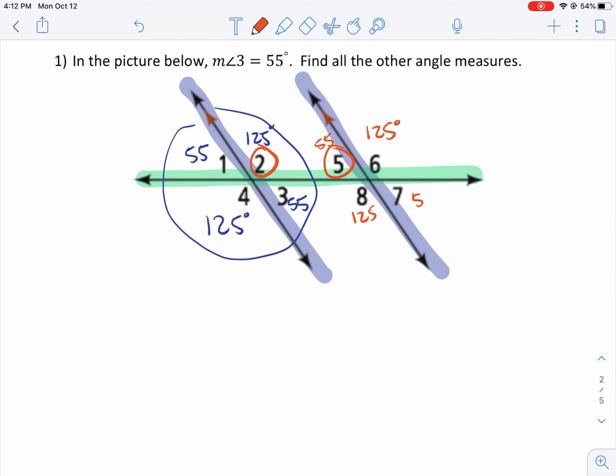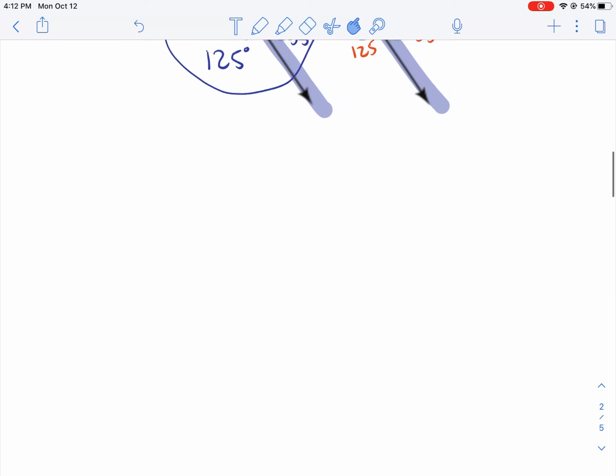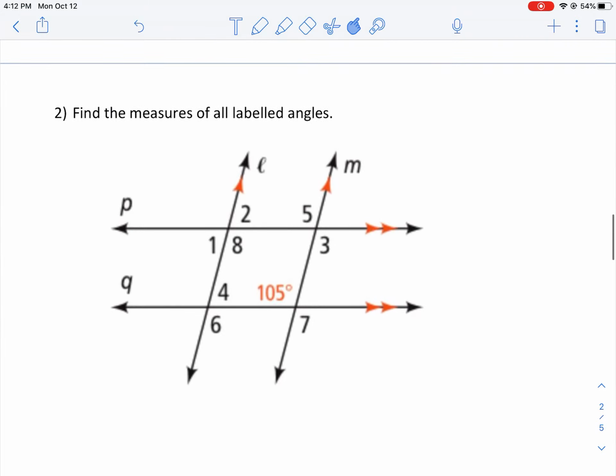I could use vertical angles theorem and now know that this is 55. So you might have done it in a different way, but the key is that we are recognizing that these relationships hold true when the lines are parallel that are cut by the transversal.